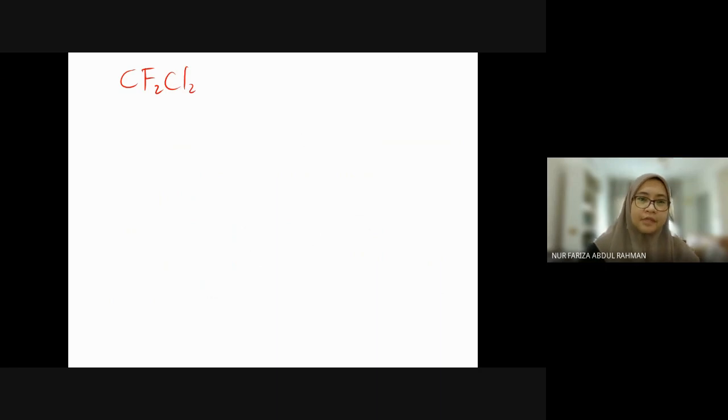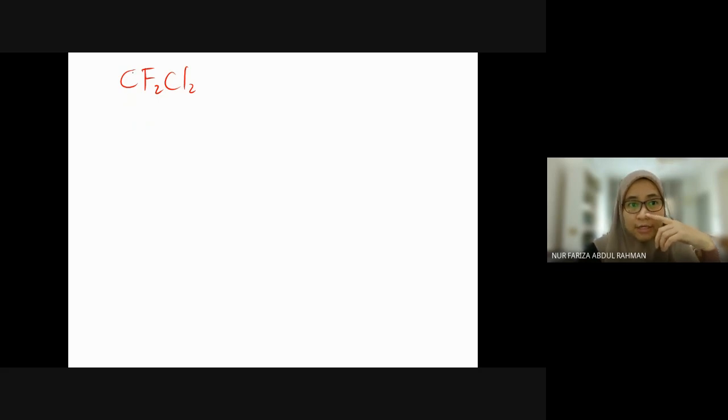CF2Cl2. Okay, so we're going to start. How do we draw CF2Cl2? I prefer to start by determining the central atom first. In order to determine the central atom, we should base it on electronegativity.